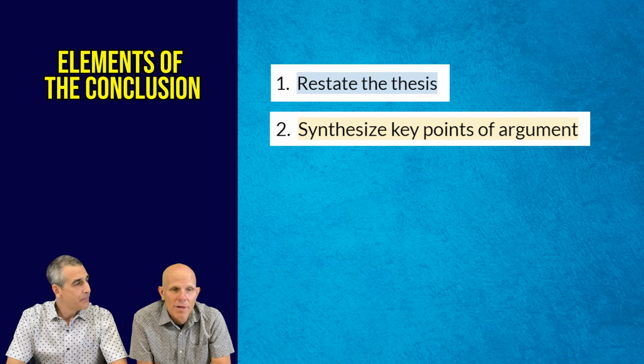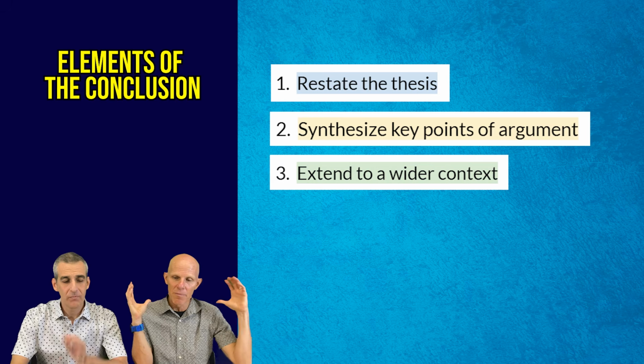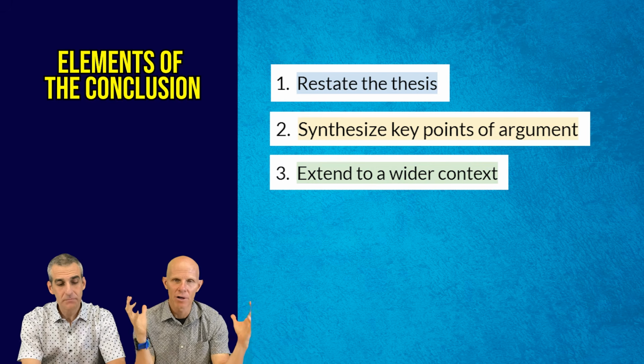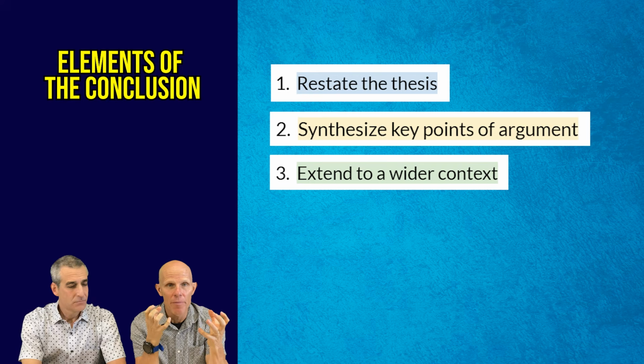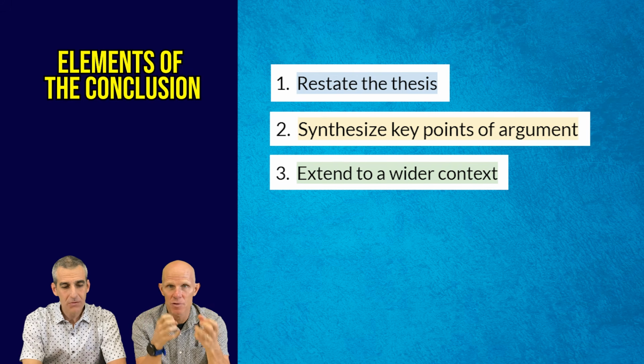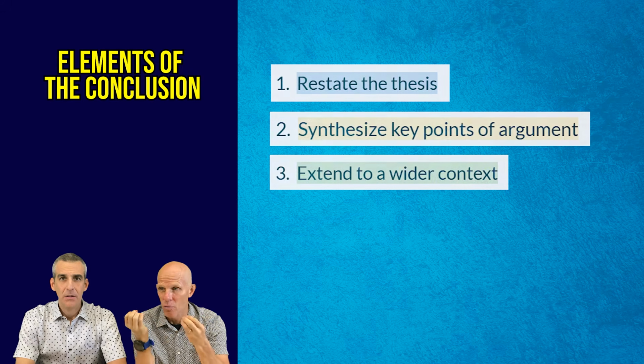The last thing we want to think about is extending beyond these 2 texts to a wider context. We read literature to learn about the human condition. So we want to think about the deeper idea that's being expressed in the question and in the works we wrote about.